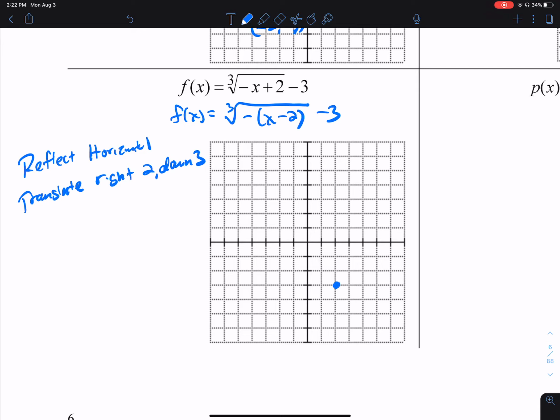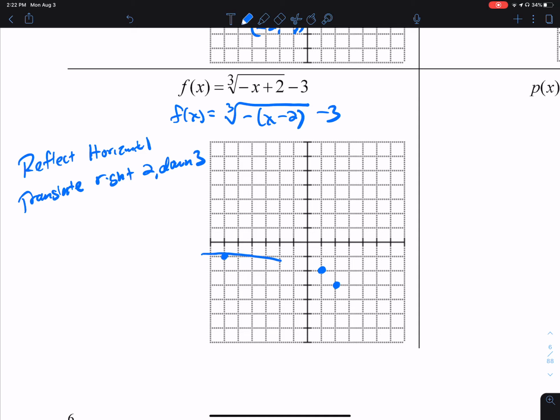Now the parent graph for this, normally we go right 1, up 1. Since it's a horizontal reflection, we're going to go left 1, up 1. Put a dot. In other words, the cube root of 1 is 1. If we go to the left 8, 1, 2, 3, 4, 5, 6, 7, 8, the cube root of 8 is 2. It's going to put a dot right here. So this is how part of it looks.